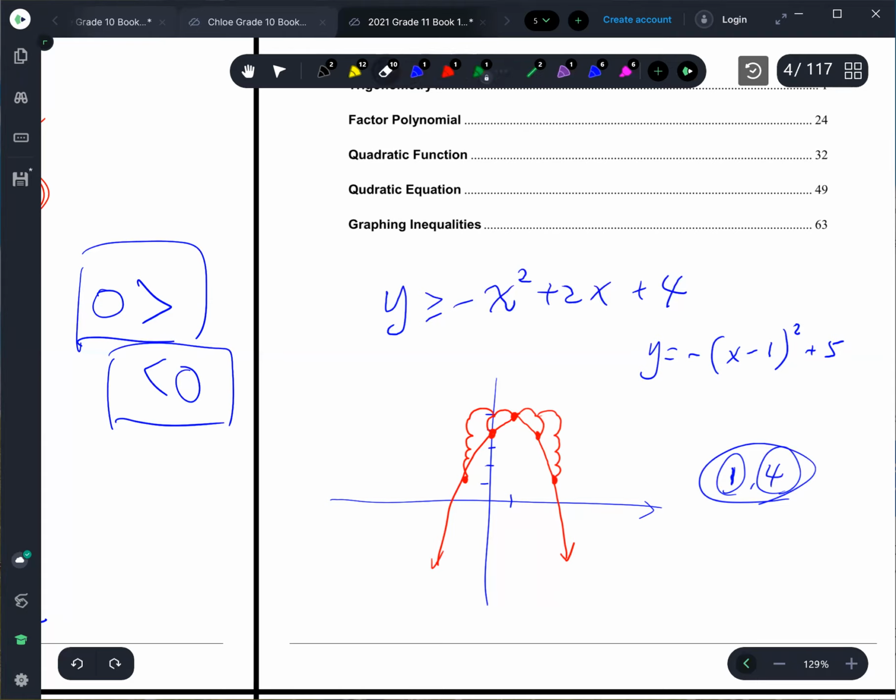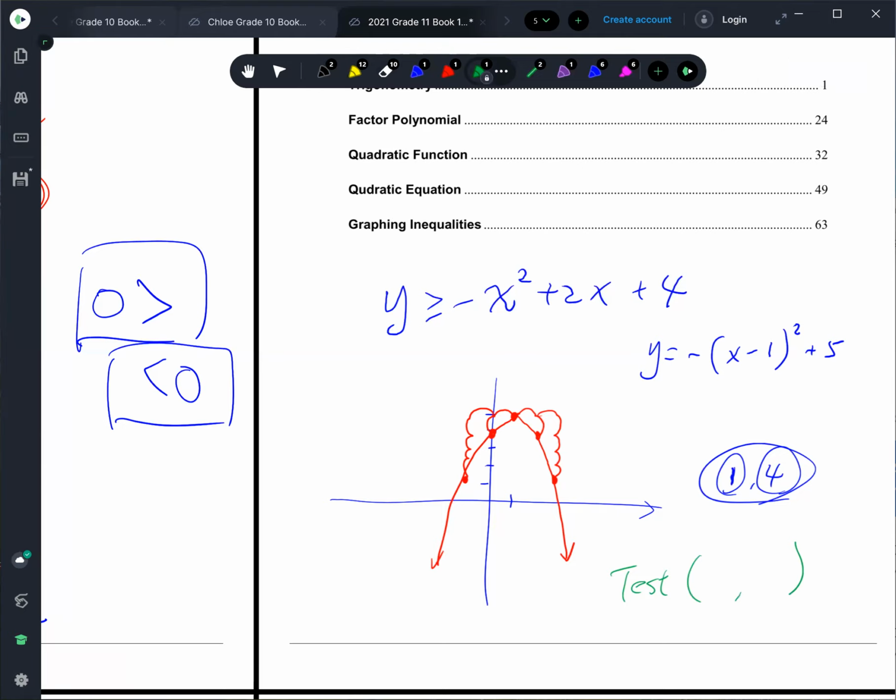The inequality. So test, right? What point do you want to test? Can you do 0 for this one? Well, what do you think? Can we do 0? Yeah, because it is not a part of the graph. As long as it's not on the graph, you can use it.